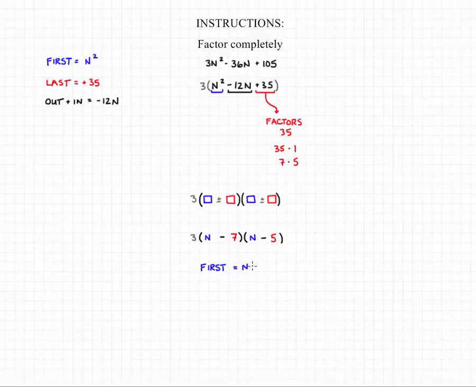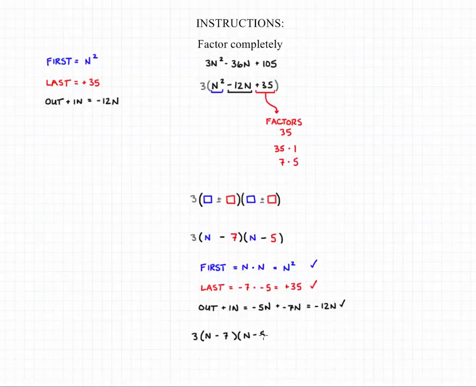As a final step, we want to check all of our multiplication and make sure that we're ending up with the polynomial that we started with. So our n times n is going to give us n squared, which is what we're looking for. Negative 7 times negative 5 will give us positive 35, and our inside and outside terms are going to add to give us negative 5n and negative 7n, which will give us our negative 12n. So our final answer is going to be 3 times (n minus 7) times (n minus 5).